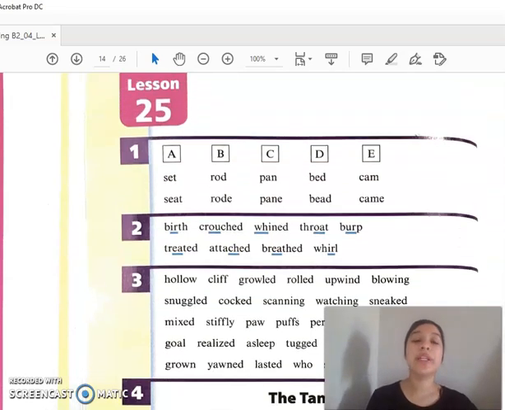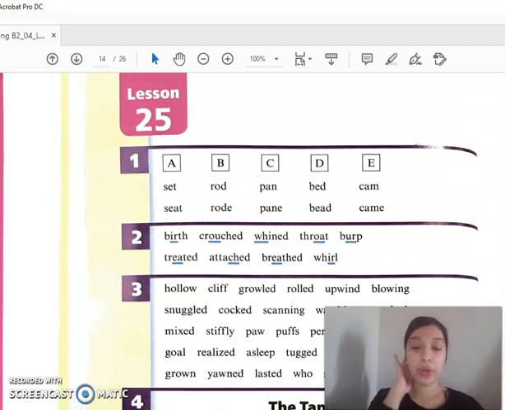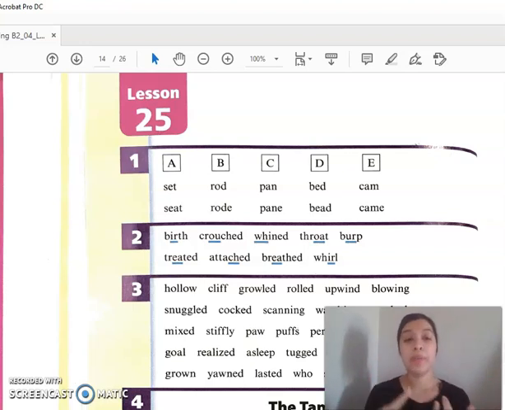Hey guys, today we're working on lesson 25. We're going to focus more on the story today, but we're going to go over the words in part 1, 2, and 3. So let's everyone track. We're sitting up straight in 3, 2, 1.